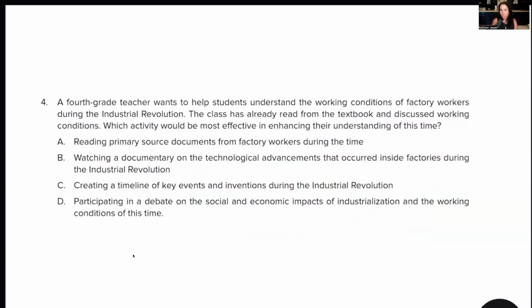Let's do a little social studies. So this one comes from the 7004 portion of the exam. Let's have a look at the answer choices. Reading primary source documents from factory workers during that time. In the social studies section, if you get a scenario, primary source is really, really good. We want to use primary and secondary sources, a combination of both in social studies.